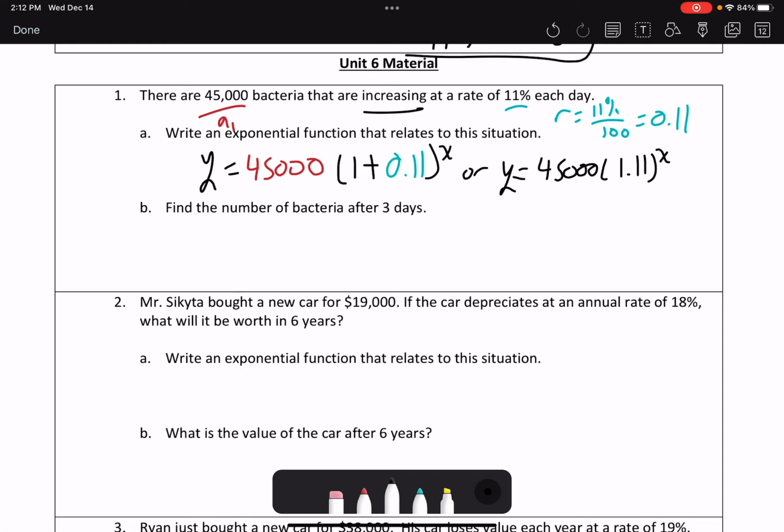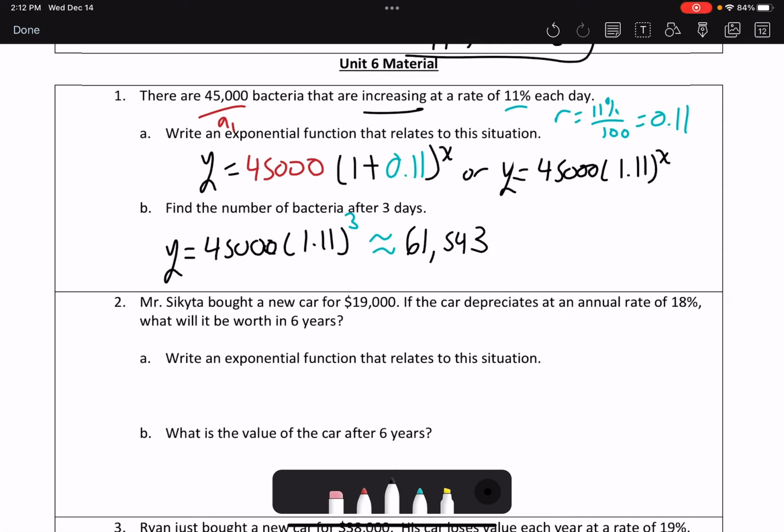I'm going to replace my x value with 3. So y equals 45,000 multiplied by 1.11 to the third power. So use your calculator. You got 45,000 multiplied by 1.11, raise it to the power of 3. And guys, we're dealing with bacteria here, so let's just go ahead and round to the nearest whole number. So this is going to be approximately 61,543 bacteria because my decimal values are 0.395. So I'm just going to leave it at 61,543.